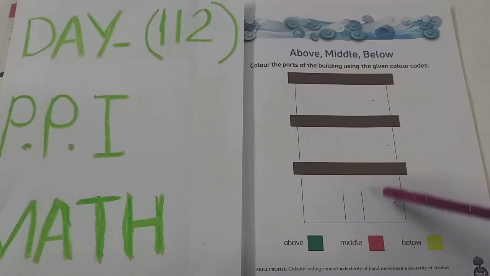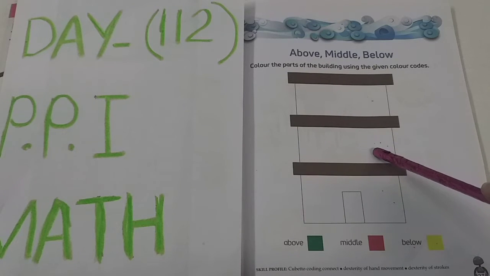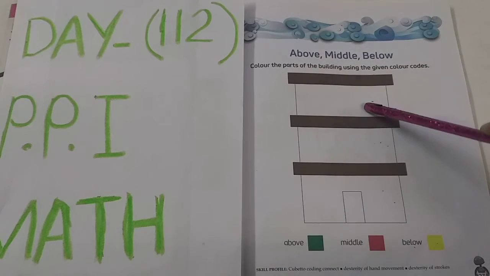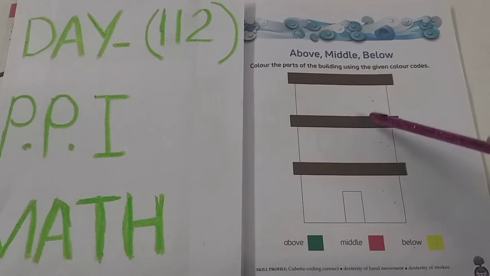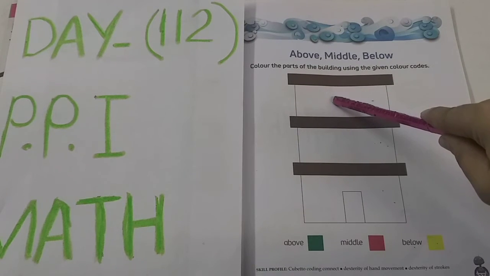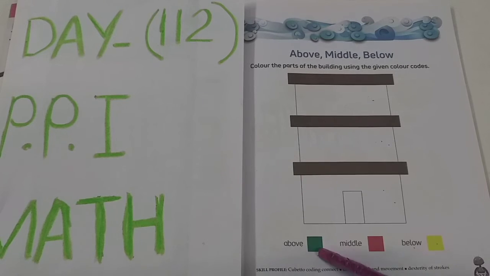So now we have to see which is the above part, which is the middle part and which is the below part. Now tell me, is this the above part, children? No. Is this the above part? Yes, this is the above part. What I said, above part comes up first, which comes upper side, that is called above part. Okay, so this is the above part. Let's do the color. For above part, which color it is showing us? Green color. So here in the above part we have to do green color.